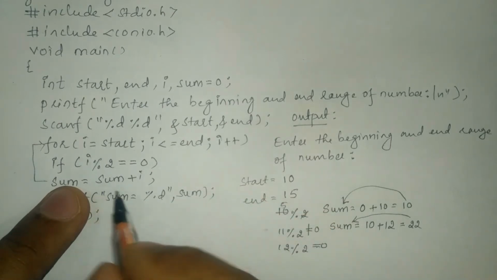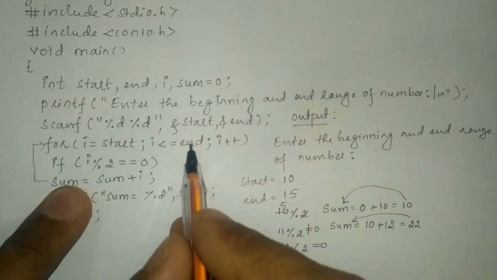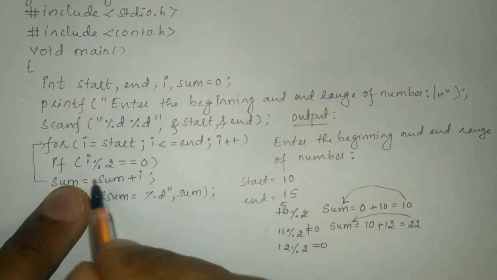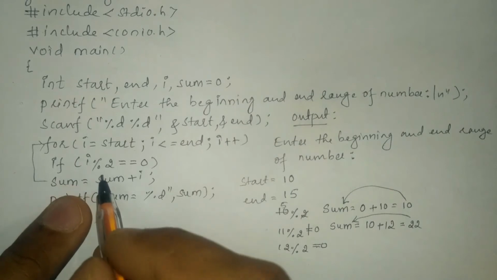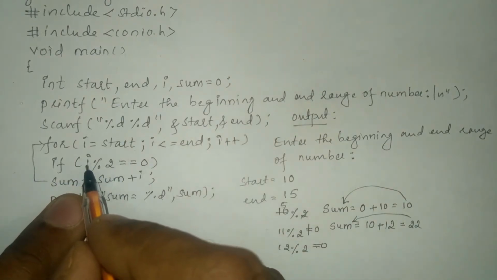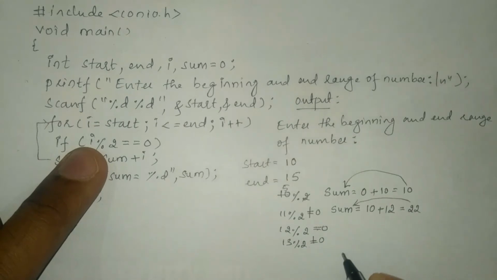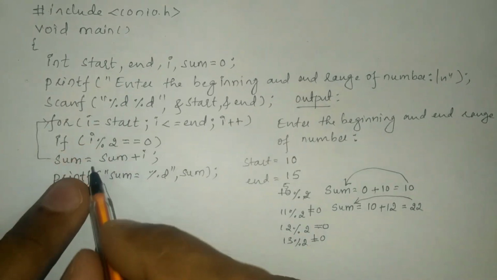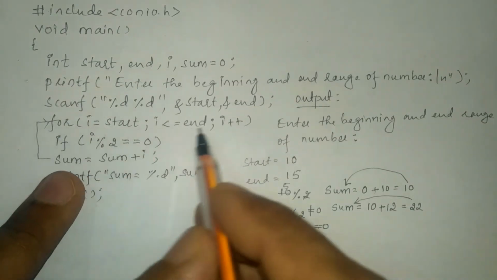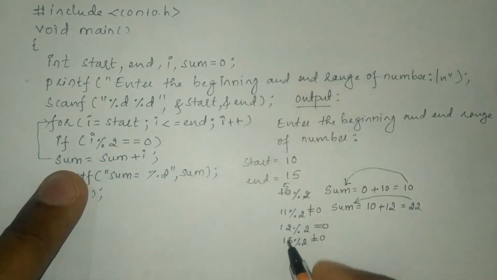Now I value is 13. Correct? So 13 is less than or equal to 15. Yes, it is true, and here we are going to write 13 modular division by 2. So this is not equal to 0. So hence this condition fails. Again control transfers back by incrementing the value of I by 1. Now it is 14. Correct?